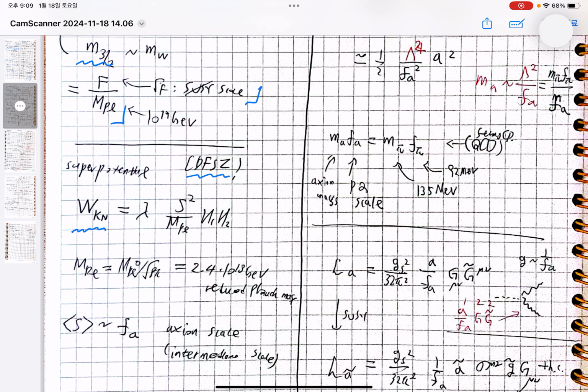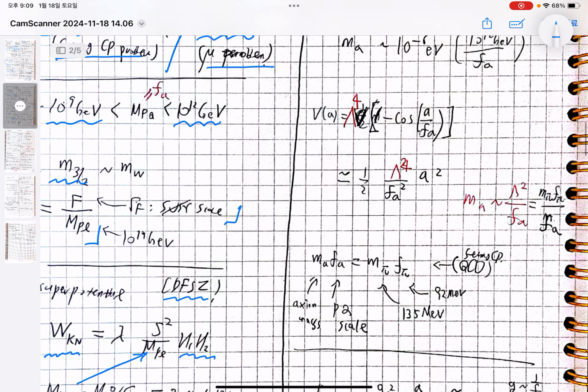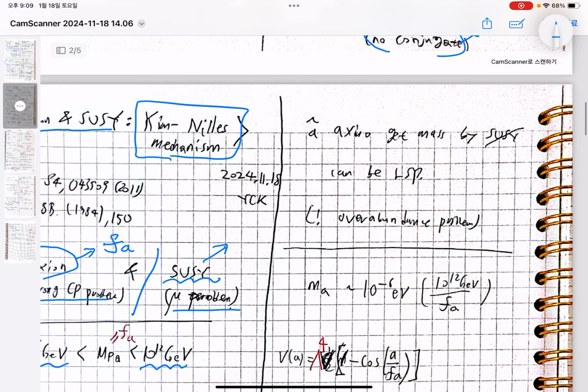If we consider the following superpotential, as a DFSZ model form in the Kim-Nilles mechanism, there will be a coupling between the singlet field S and H1, H2. Here M_Planck is the reduced Planck mass. And the VEV of S provides the axion decay constant scale, which is called the intermediate scale, from 10^9 to 10^12 GeV.